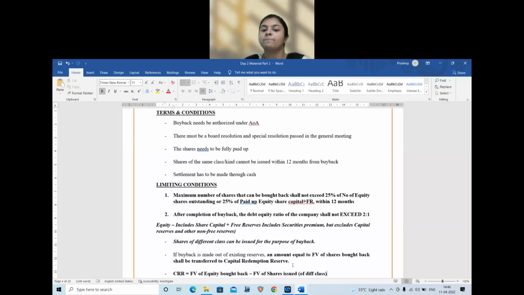Yes, because securities premium can be utilized for the purpose of buyback according to the Companies Act. So for buyback, securities premium is considered as a free reserve. Will include.